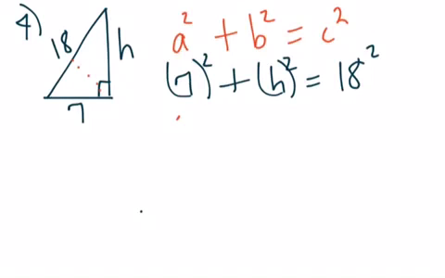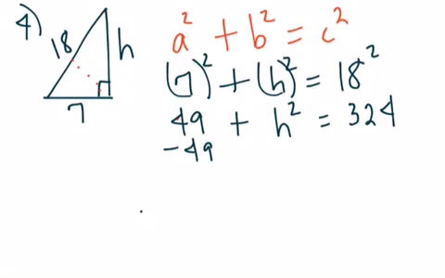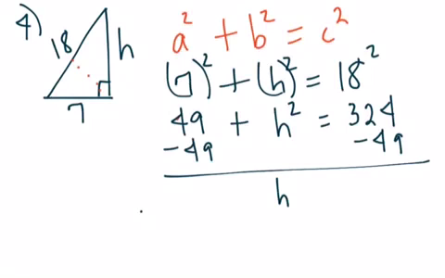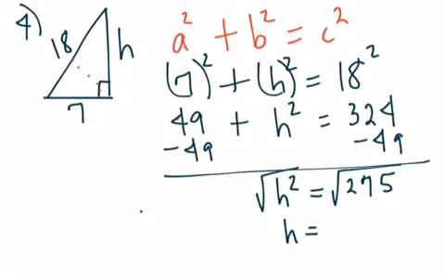7 squared is 49 plus H squared equals 324. Subtract 49 from both sides. H squared equals 275. Because we don't want h squared, we want h. We need to take the square root of both sides. So h equals 16.6 yards to the nearest tenth.